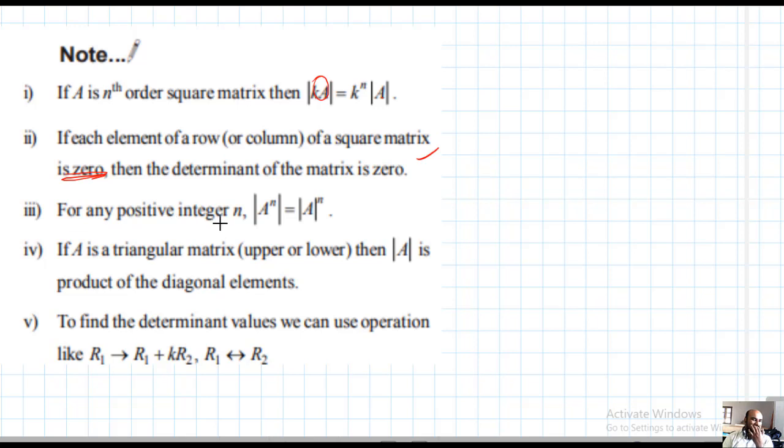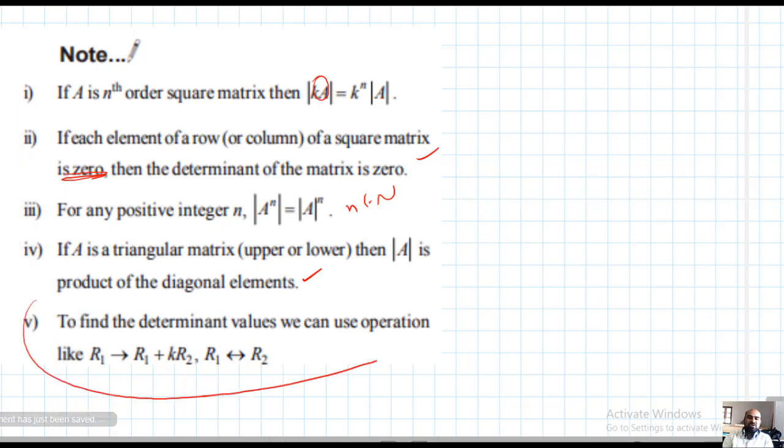For any positive integer n, det of A power n equals det A whole power n, where n is a natural number. If A is a triangular matrix, upper or lower, then det A is the product of the diagonal elements. So students, this is very, very important.